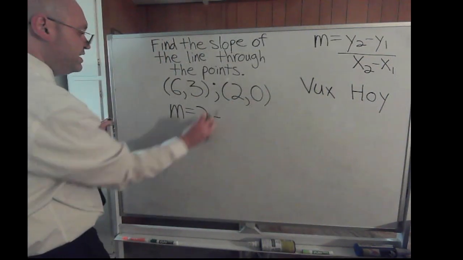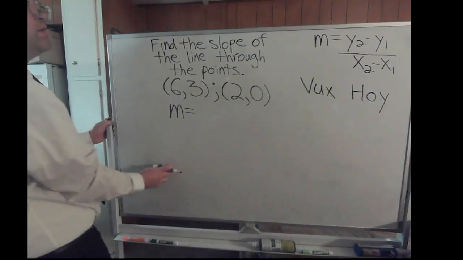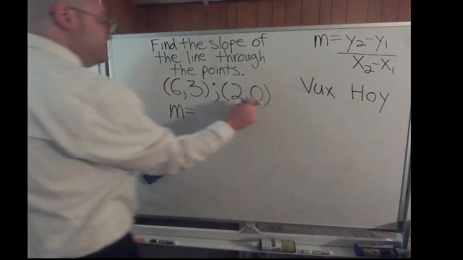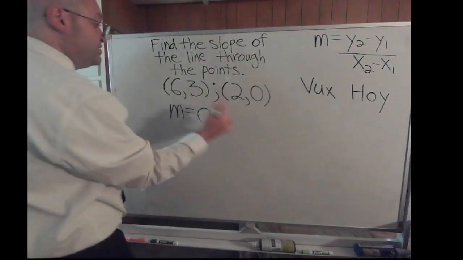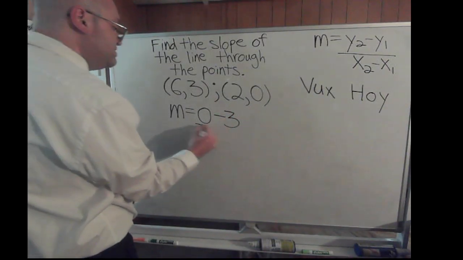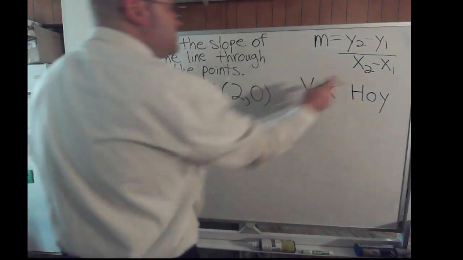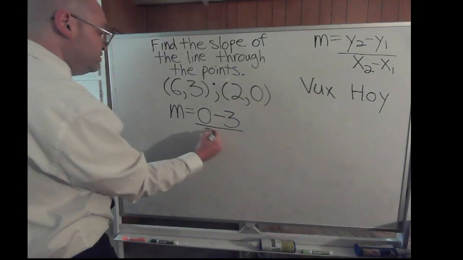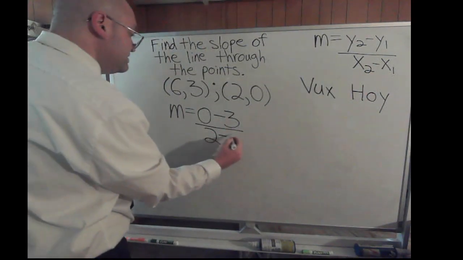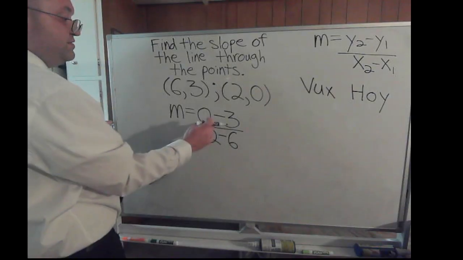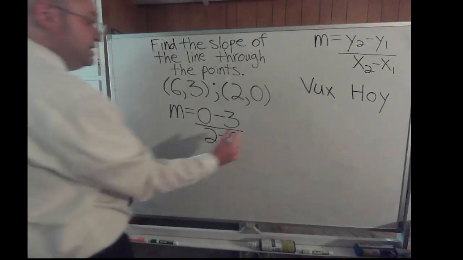Wait, what am I doing here? Hold on. These are y coordinates. y2 is 0, minus y1, which is 3. So you have 0 minus 3 over your second x coordinate, which would be 2, minus your first x coordinate, which would be 6. So you have 0 minus 3 over 2 minus 6.